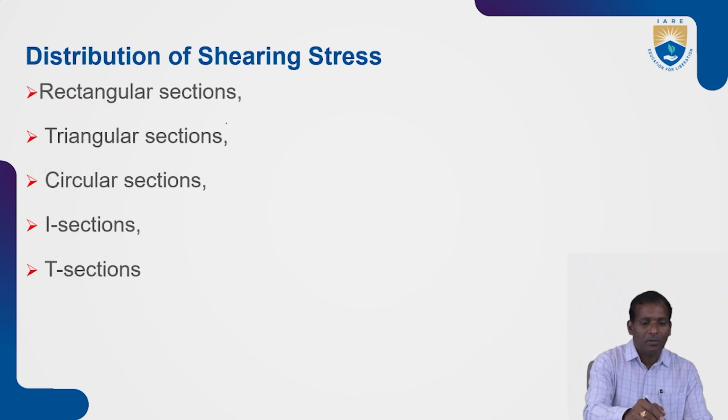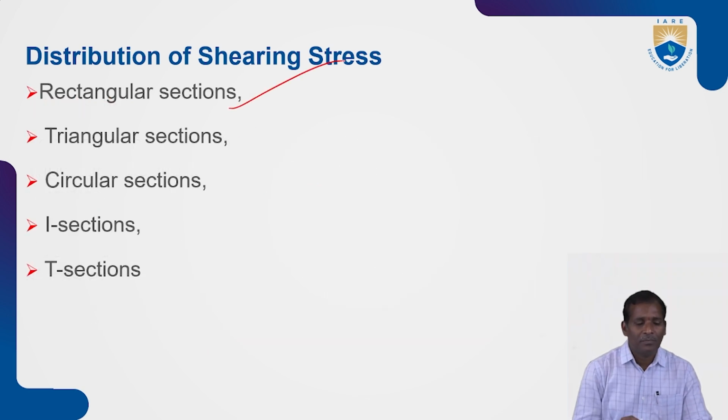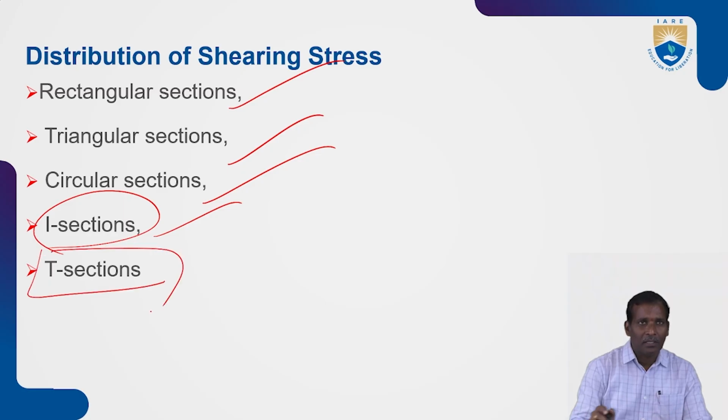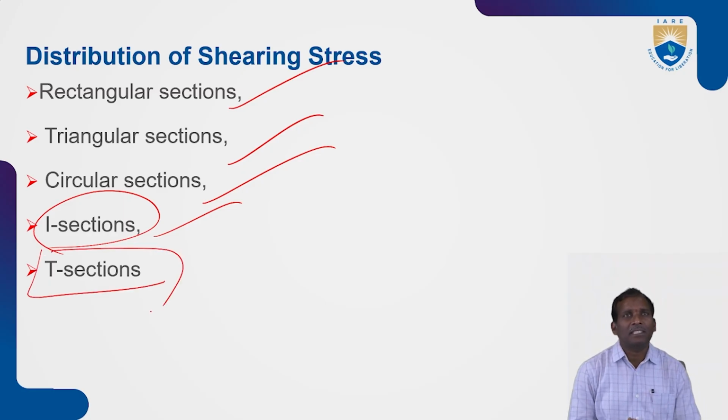We have already completed the rectangular, triangular, and circular sections, and the I section in the previous session. Now we will see the T section shear stress distribution. The T section is the same as the I section, so once again we will see the I section details, and then we will enter into the T section shear stress distribution calculation problem in today's session.